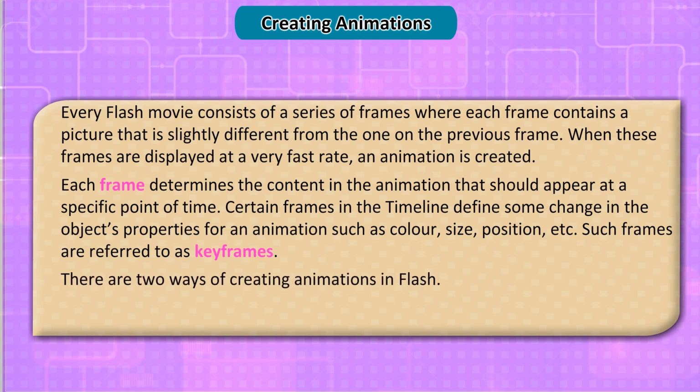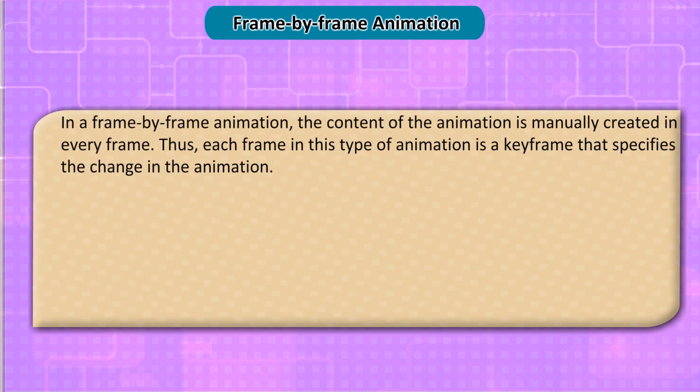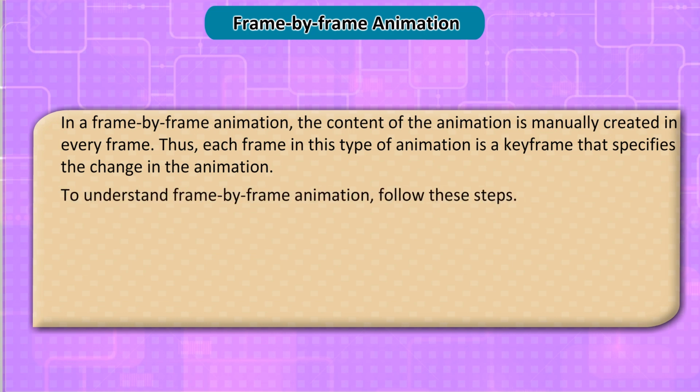There are two ways of creating animations in Flash. Frame-by-frame animation. Tweened animation. Frame-by-frame animation. In a frame-by-frame animation, the content of the animation is manually created in every frame. Thus, each frame in this type of animation is a keyframe that specifies the change in the animation. To understand frame-by-frame animation, follow these steps.